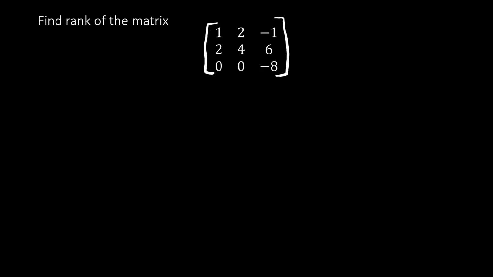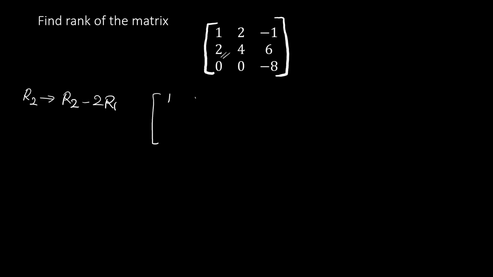Next question. Find the rank of the matrix 1, 2, minus 1, 2, 4, 6, 0, 0 and minus 8. So, first we will convert the given matrix into echelon form. That is, R2 gives R2 minus 2R1. Okay, first we will convert the second row.